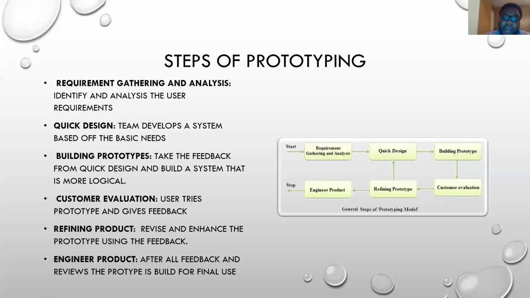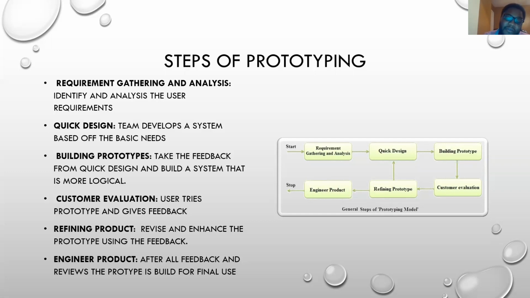After searching the book and the web, I've chosen these to be the steps of prototyping. The first step is requirements gathering and analysis. During this step, we will have to identify users' needs and requirements. Then we will move on to the next step of developing a system design based off these needs. And then after we design that, we will go to a prototype.